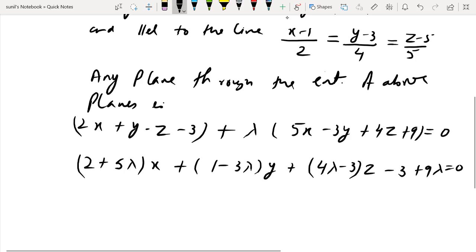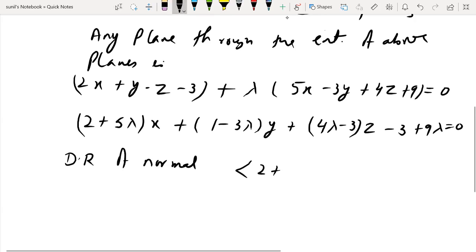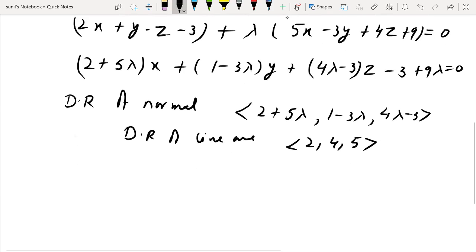Now the direction ratios of the normal, DR of normal, are 2 plus 5 lambda, comma 1 minus 3 lambda, comma 4 lambda minus 3. Now since the line is parallel to this plane, this normal will be perpendicular to the line. Now the DR of the line are 2, 4, 5. Now use the condition of perpendicularity.